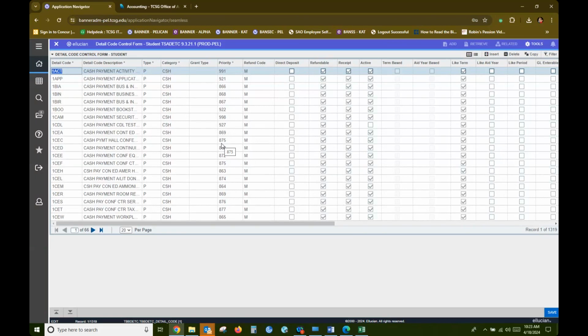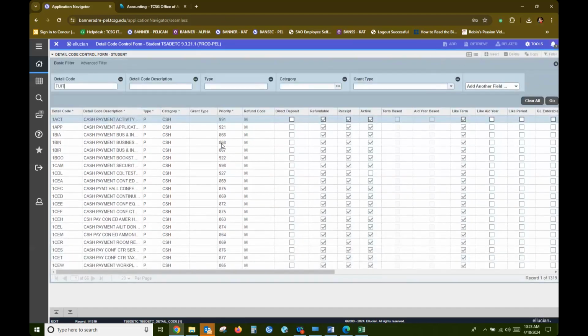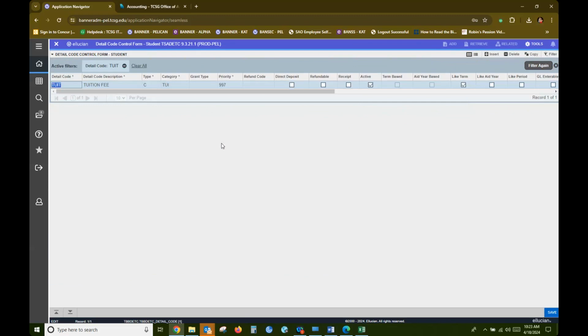So the first thing I want to talk to you about is your one-to-one detail code relationships. We are very unique in the Banner world when it comes to detail code one-to-one relationships. So when I say a detail code one-to-one relationship, I mean if we have the tuition detail code, this is our tuition detail code, right? So it has matching payments to it, a one-to-one relationship to a payment. So if we have a charge, we have a matching payment for that particular charge.